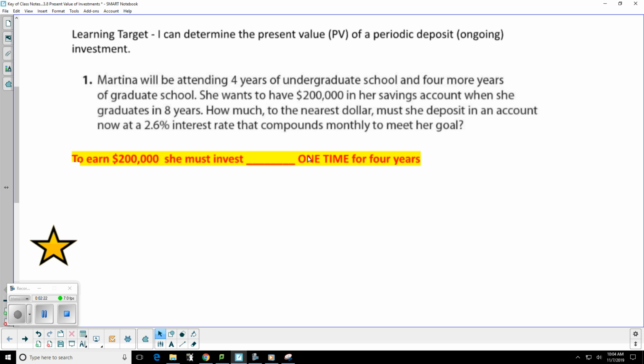Now, I love the fact that when I do something in advance and I see I made a mistake, I get to redo it in front of y'all. Initially, I set this problem up and said, to earn $200,000, she must invest blank over the period of 4 years. Is it 4 years? It's 8 years. So she's actually needing to do this for 8 years. So will the numbers change? Absolutely.